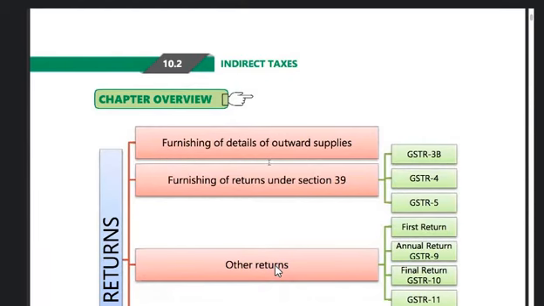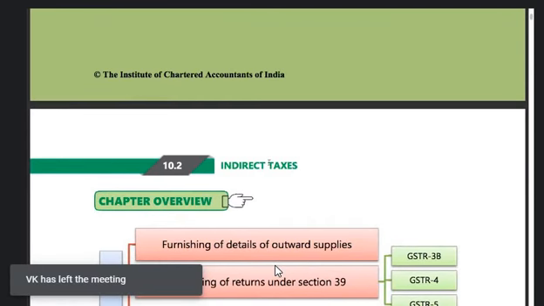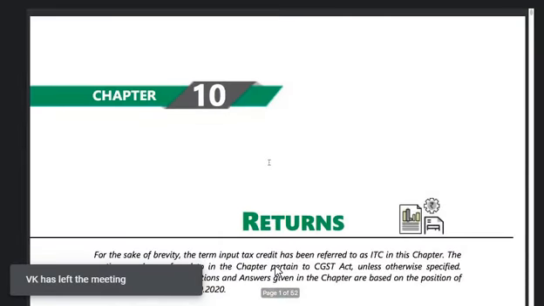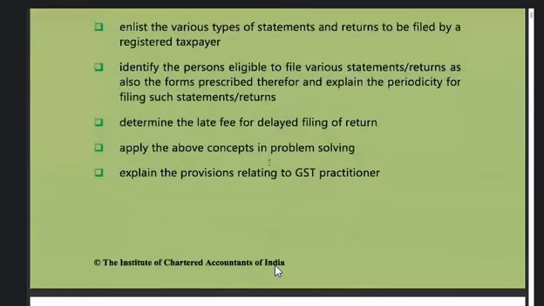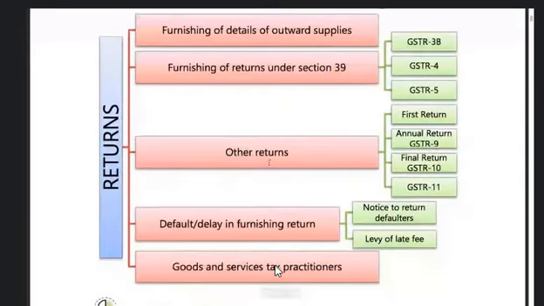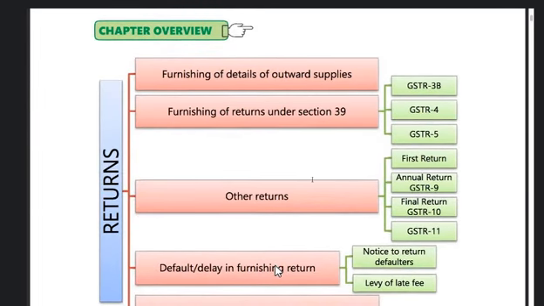So the last chapter is returns. In returns, we are going to see what are all the returns you have to file under the GST. There are basically two important returns. One is GSTR-1, that is furnishing of the details of outward supply. Next is GSTR-3B, which we have to file, and there are some other returns.